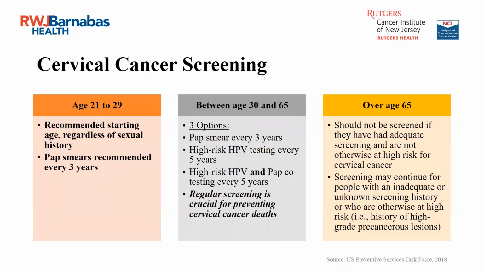So the USPSTF guidelines are to start screening at age 21 and generally stop at age 65. It's recommended to start getting a pap smear alone every 3 years between age 21 and 29. Once a person with the cervix hits the age 30, between age 30 and 65, they would have 3 different options for screening. One option would be to again get the pap smear test by itself every 3 years. Another would be to undergo something called high-risk HPV testing every 5 years. And the other one would be high-risk HPV and pap co-testing every 5 years.